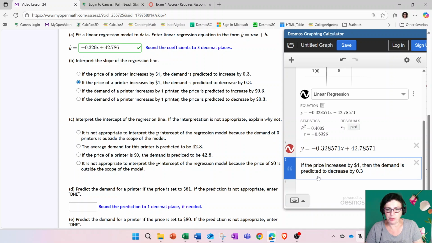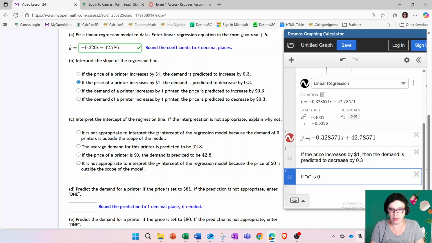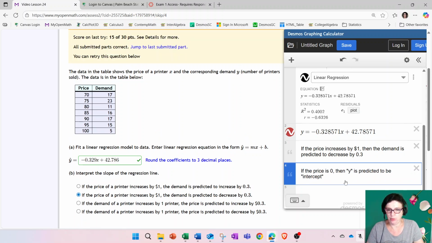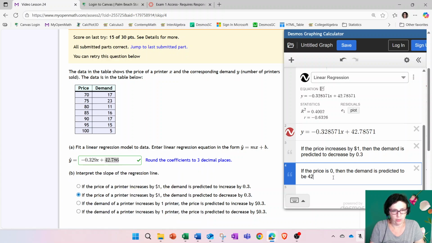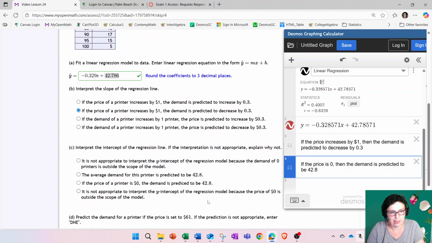Okay. Now, in terms of the intercept, for the intercept, we are going to say if x is 0, then y is predicted to be, and then whatever is the intercept. So for me here, I would say if the price is 0, then y, which is the demand, is predicted to be, well, what's the intercept? Well, that would be 42 approximately. So 42.7, I don't know, 42.8 approximately. Okay, now that would actually be incorrect. That would be incorrect. And maybe there is an option that says something like that. It looks like that's this one, but that is wrong.